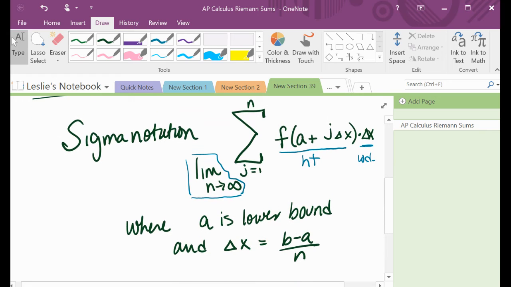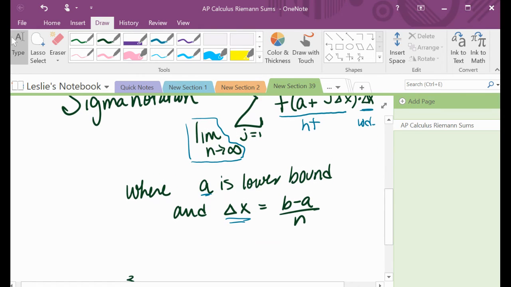Okay? Important to notice that this a here does match the lower bound of the integral, and that delta x is defined by b minus a over n.